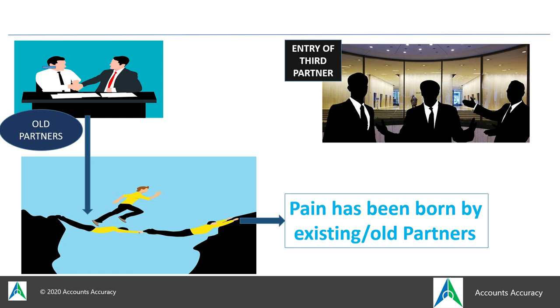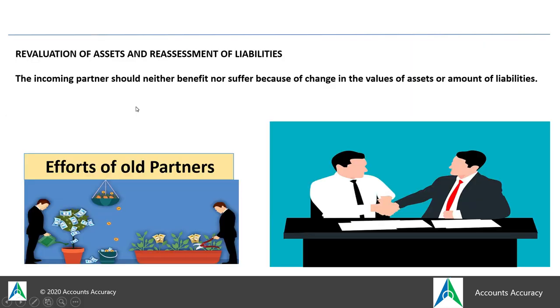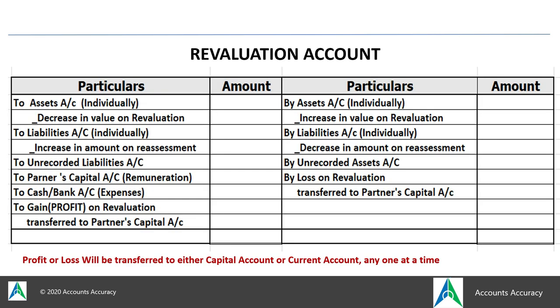Now suppose a new partner gets entered into a firm, and there are two old partners giving the entry to the third partner. Before his arrival, they share the changes which take place in the value of assets and liabilities among themselves, because they never wish to benefit the new partner, nor suffer with the changes in the value of assets and liabilities till date. So that is why revaluation of assets and liabilities is done.